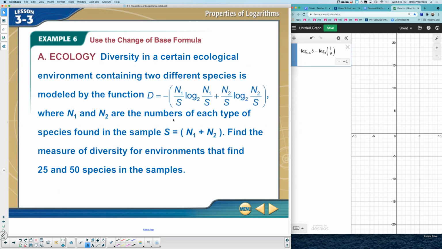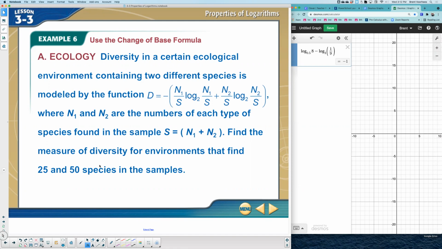All right, let's conclude this lesson with a word problem. How might this be used in the real world? Well, it says in ecology, the diversity of a certain ecological environment containing 2 different species is modeled by this function here, where N1 and N2 are the numbers of each type of species found in the sample. S equals N1 plus N2. So there's a formula for us. Find the measure of diversity for the environments that find 25 and 50 species in the sample.